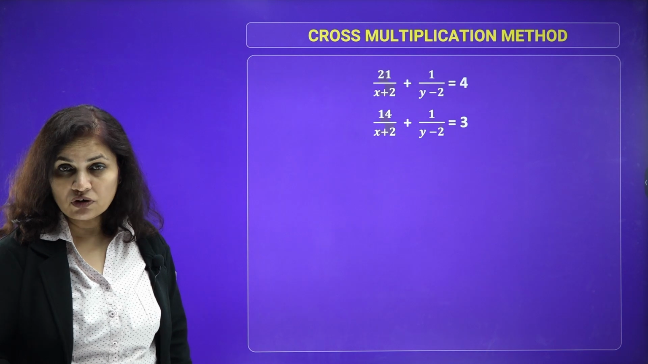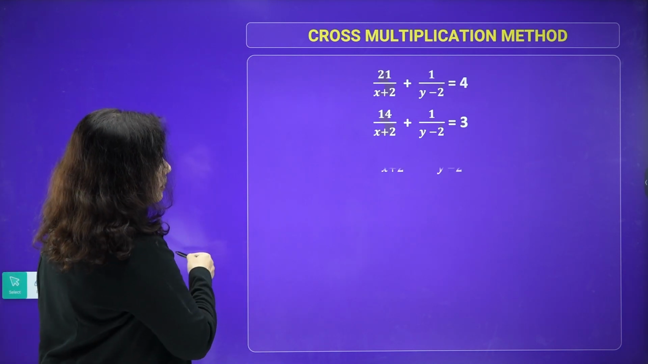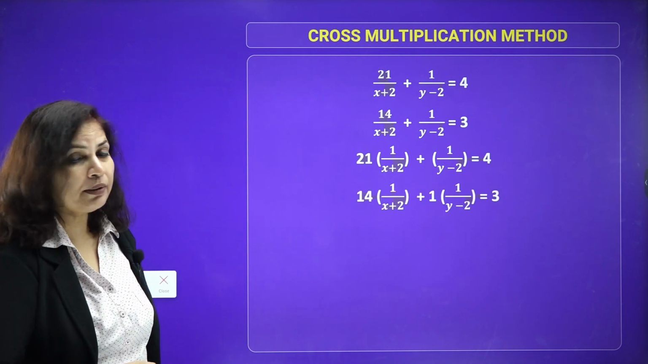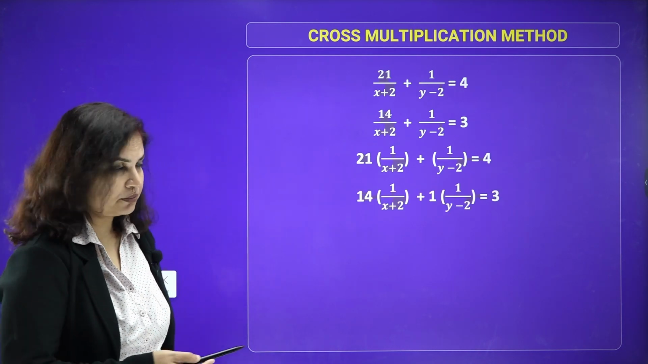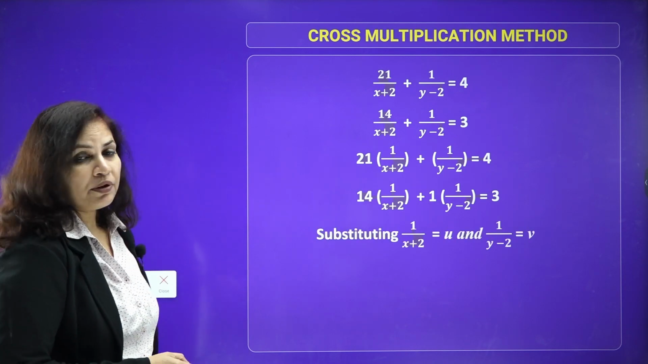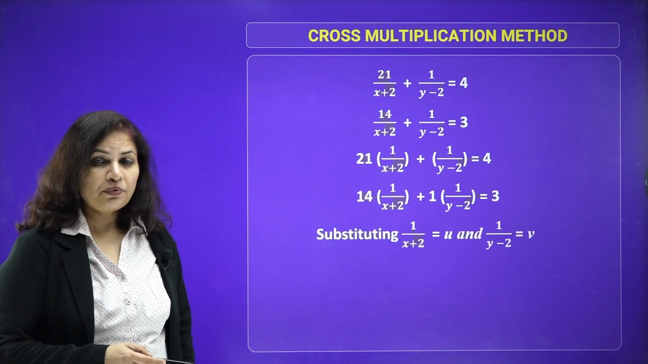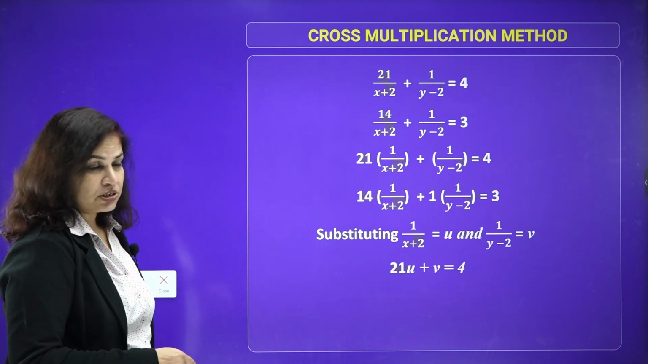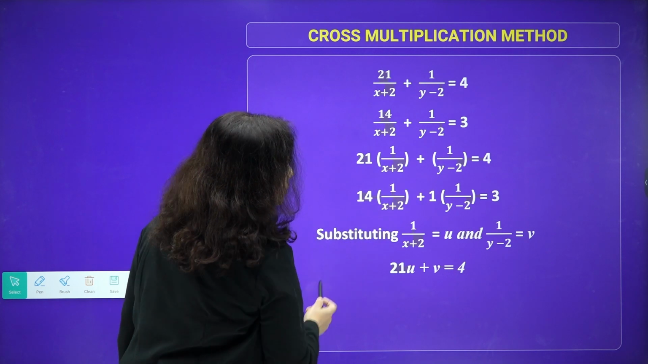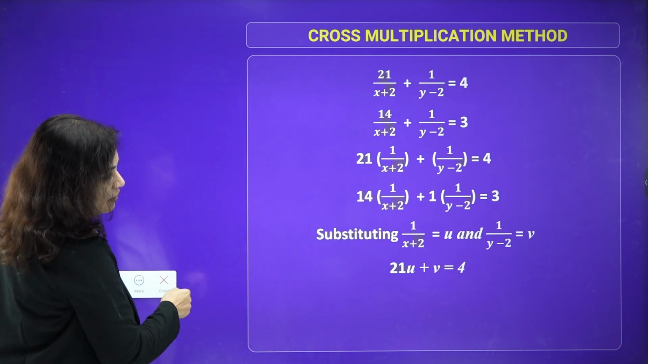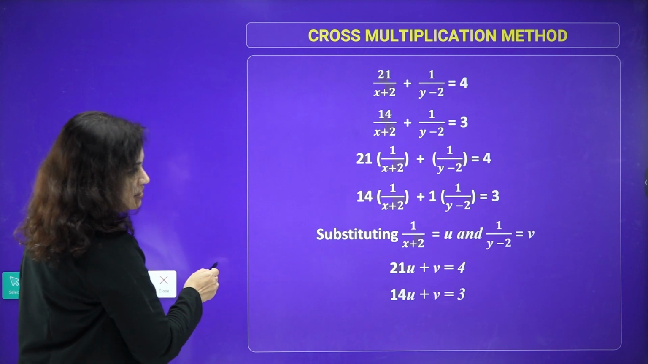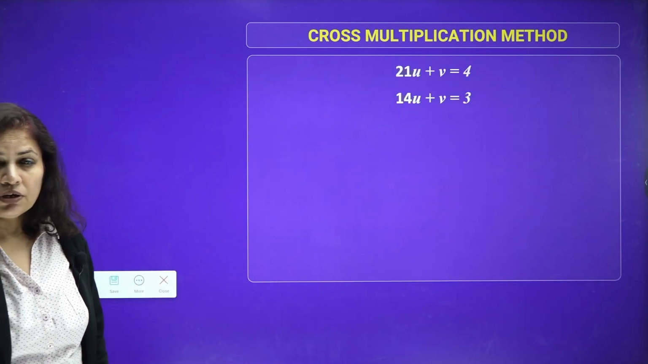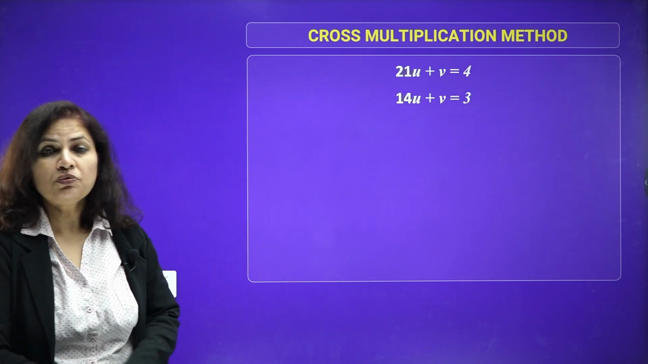Since we have common denominators in both the equations, I will take 1 upon x plus 2 as one variable and 1 upon y minus 2 as another variable. Suppose 1 upon x plus 2 is equal to u and 1 upon y minus 2 is equal to v. Now, rewriting the equation, I will get 21u plus v is equal to 4 and 14u plus v is equal to 3.